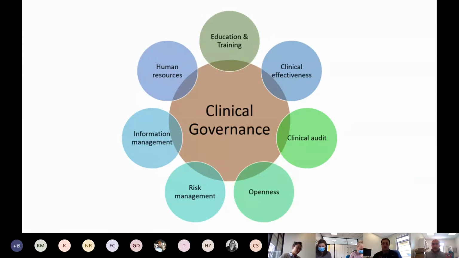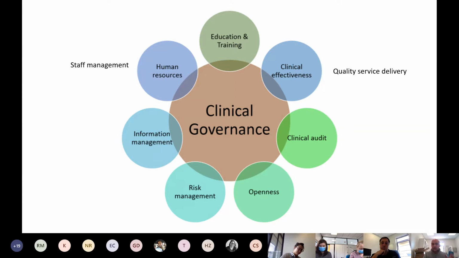And if you look at the various aspects thereof, or the various pillars of clinical governance, you'll get different images, depending on which country or which governance committee you read up on. But these are the basic pillars of clinical governance. There's risk management, information management, human resources, and so on and so on. And each of these pillars have subheadings, and that's what we want to quickly talk about.